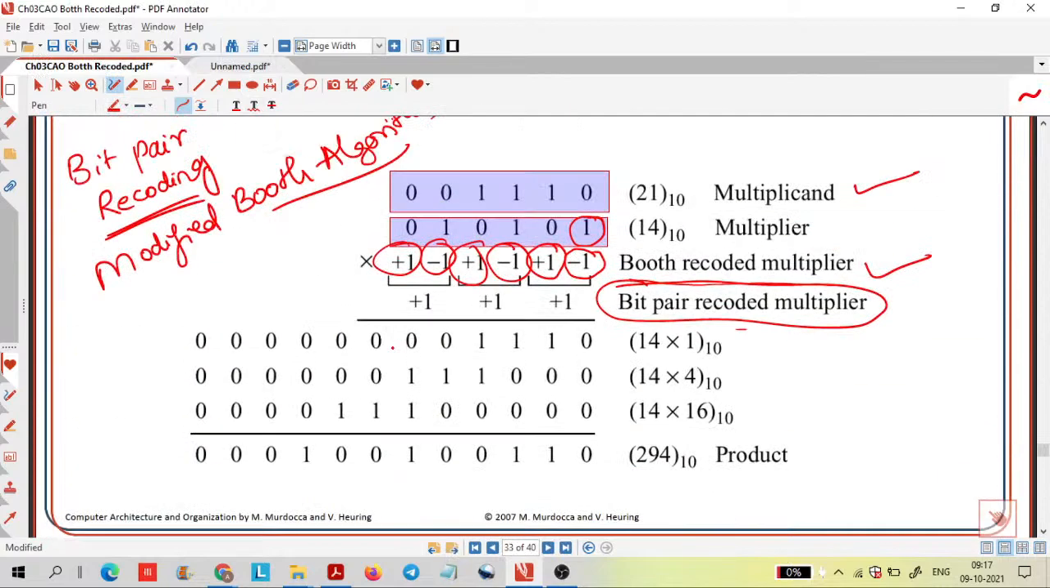So this is about the pairs. +1, -1 means +1. That particular pair is replaced by this value, the bit pair recoded multiplier.